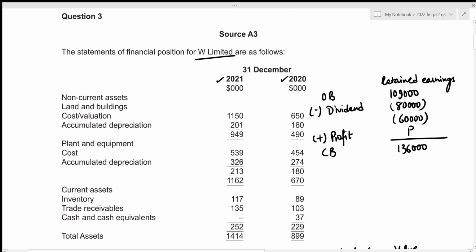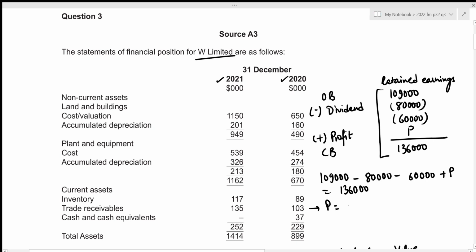Now, in order to solve this, I'm just going to write this equation right here. So that's going to be 109,000 minus 80,000 minus 60,000 plus P equals 136,000. So now we can easily solve for the value of P. That is just going to be 136,000 minus 109,000 plus 80,000 plus 60,000. And this results in the profit for the year ended 31st December 2021 being 167,000.